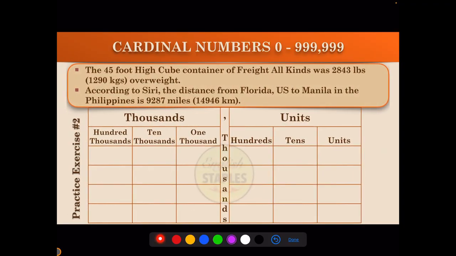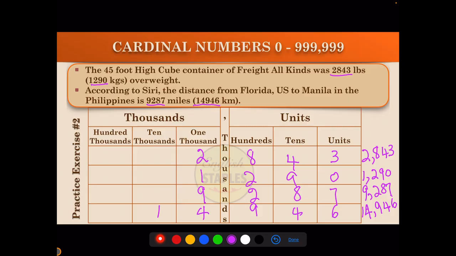Did you get it right? Practice exercise number 2. I would like you to chart this, this, this, and this. After you finish charting, put the number on the side so I can see where you have your commas. Right? When you're finished, come back and check your answers. How did you do? Hope you did well.